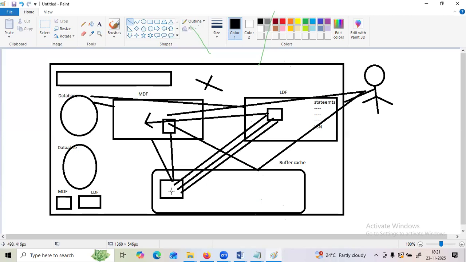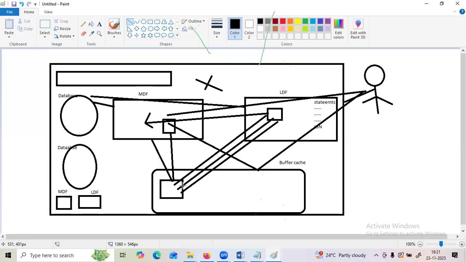So once the page is kept here, based upon the transaction, it has to update the data, right? Once it starts updating the data, the clean page gets updated. That updated page we can call a dirty page. The dirty page is nothing but the page after modification of the clean page. So these dirty pages will be stored in the buffer cache and clean pages will be stored in the MDF.